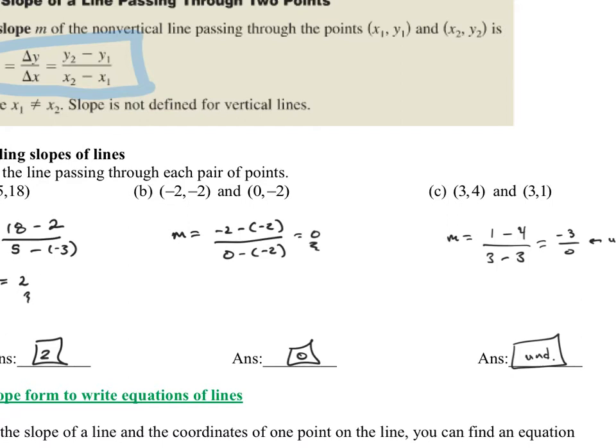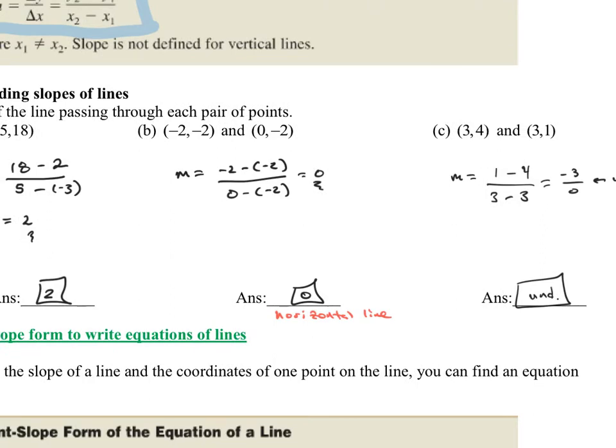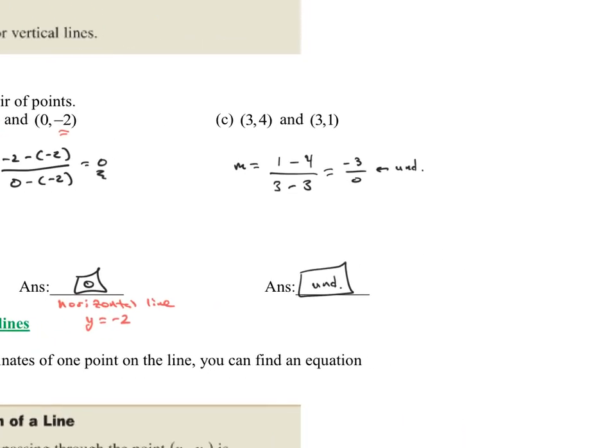So anytime you see a slope of 0, that is a horizontal line. And then how you would actually write the equation of the line, in this case, it's y equals, well, whatever the y value was. Notice the y value was negative 2 on both points, so this would be the horizontal line, y equals negative 2. Anytime your slope is undefined, this is going to be a vertical line.